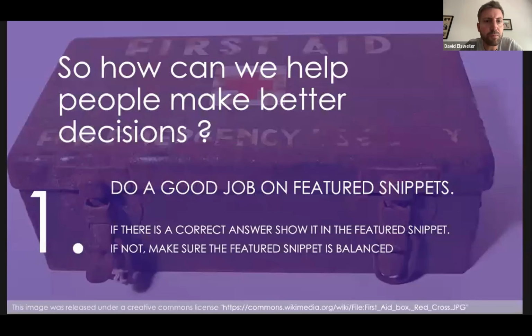So how can we help people make better decisions? Just like Ian in his first talk, we always have an eye on how we can change systems based on what we learn about how people behave. The first thing we can do is do a good job on featured snippets. If there is a correct answer, then we should show that correct answer in the featured snippet. If there's not, as in the case of these debated topics, then we need to make sure that the featured snippet is balanced, because the featured snippet overwhelmingly biases outcomes.